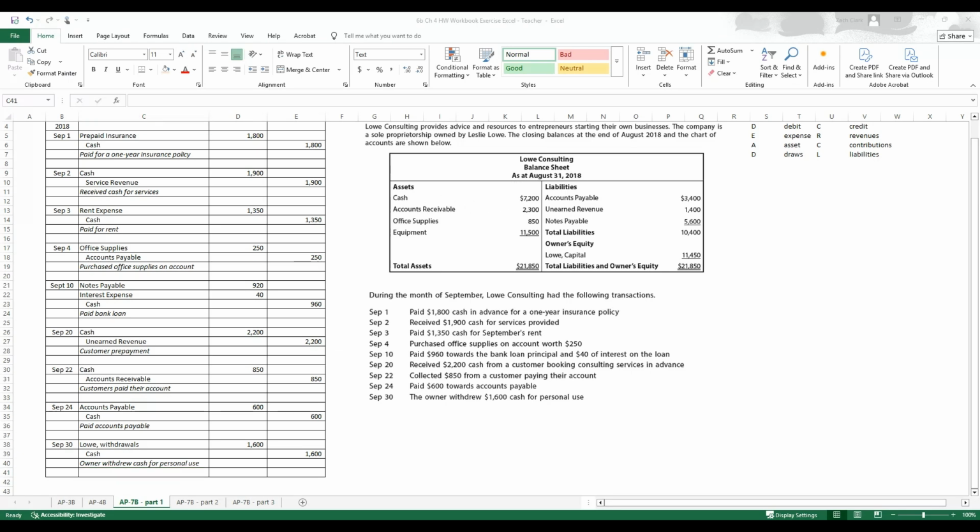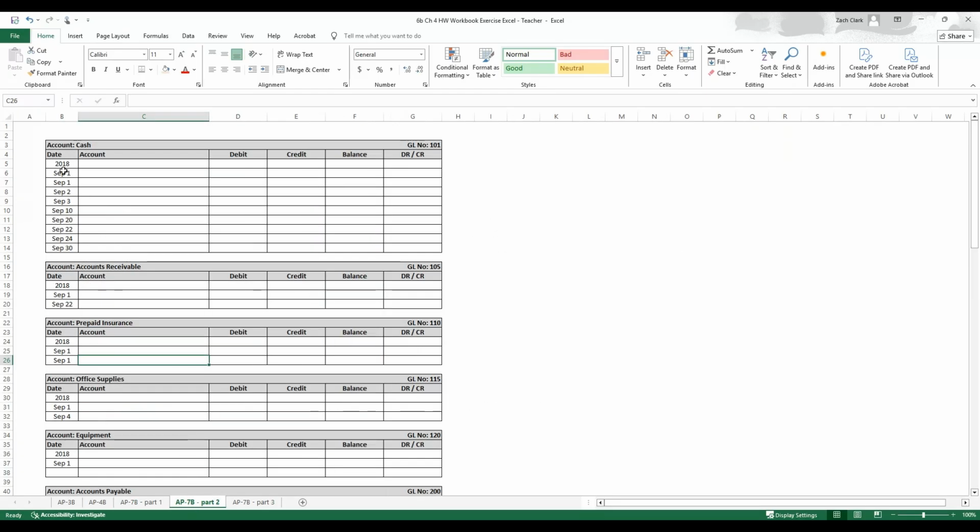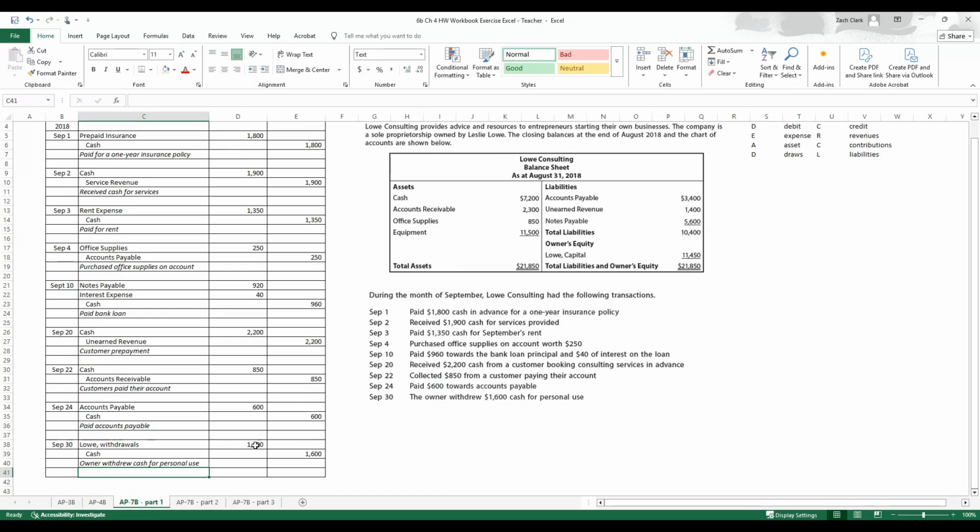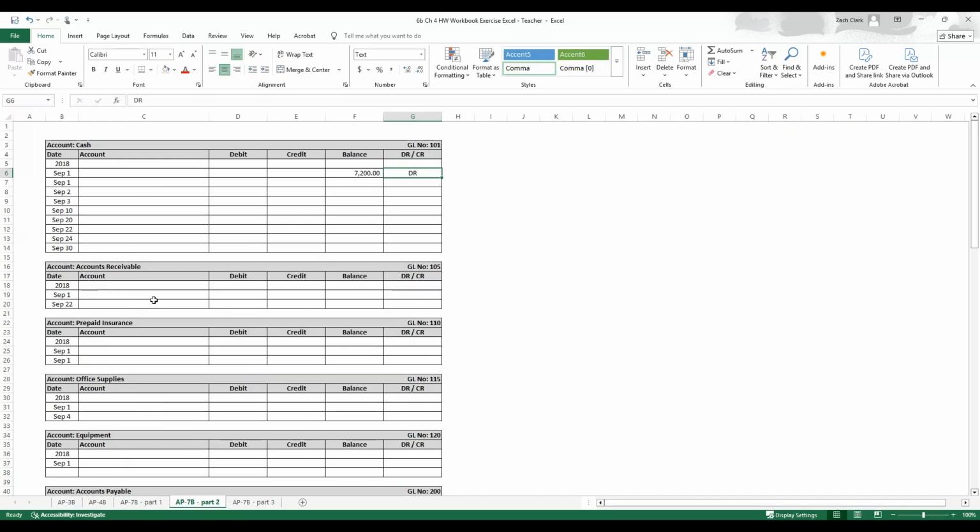We've got cash of $7,200. So let's put that in here as our opening balance. And the way we can do that opening balance is just to type that in here. And then as we go through and post the journal entries, we're going to have debits and credits here. We're going to indicate it's a debit normal balance. So the $7,200 is a debit balance is what we're saying there. Okay, that's cash. We got accounts receivable of $2,300.